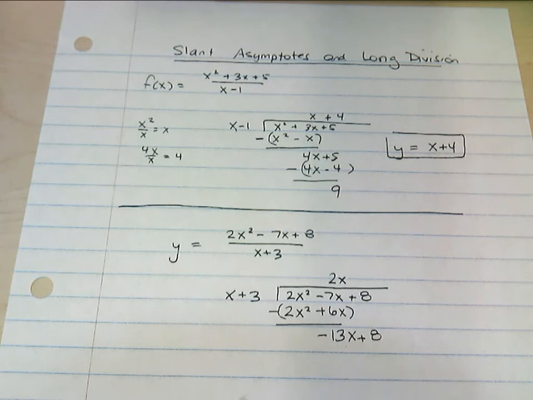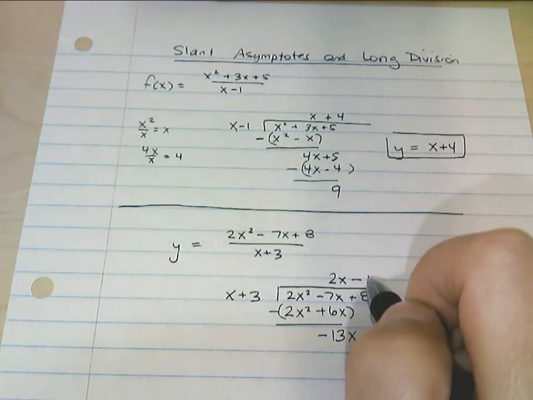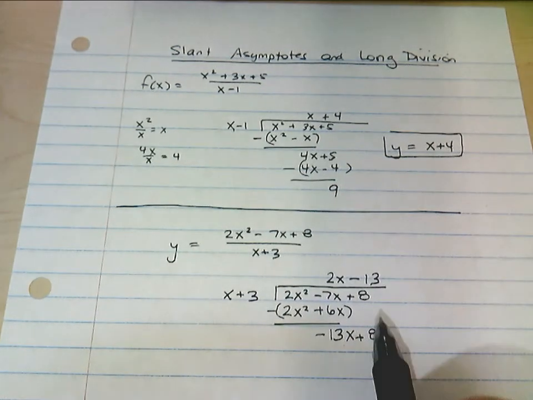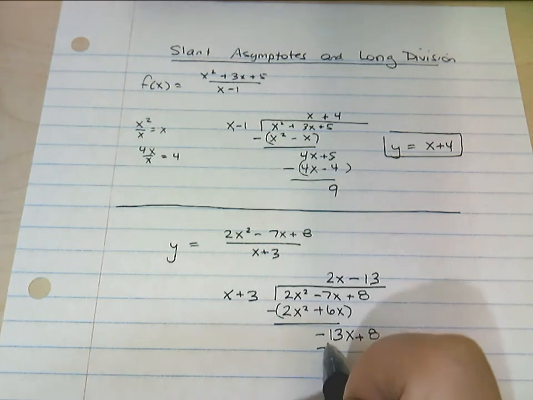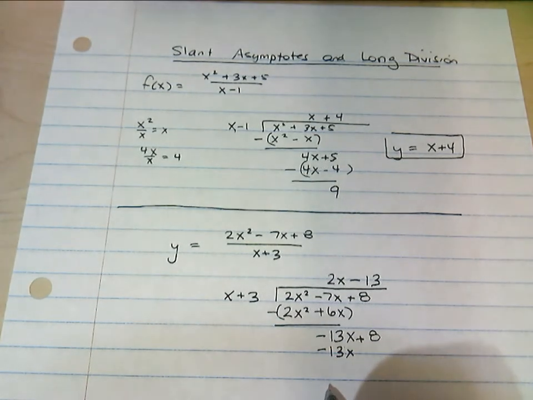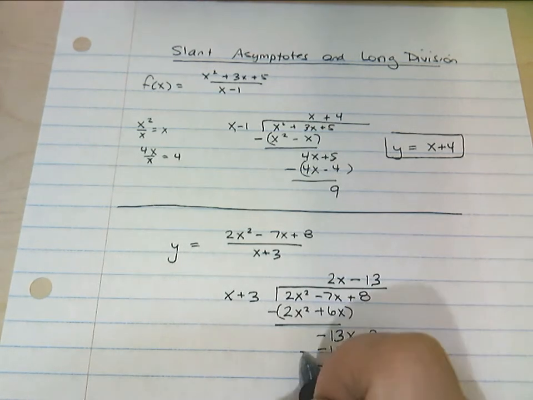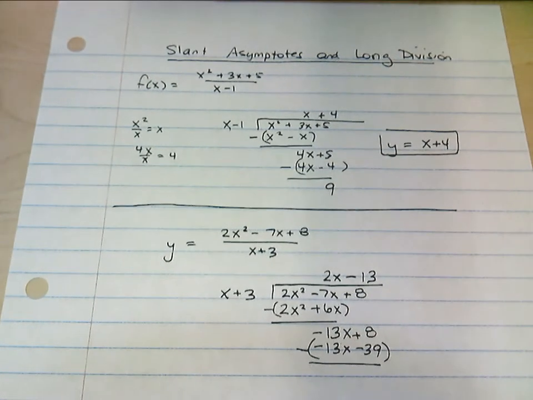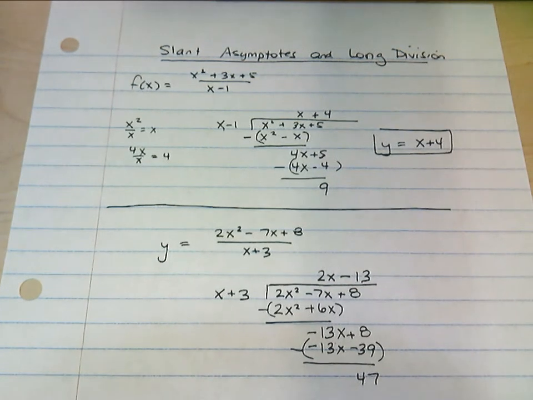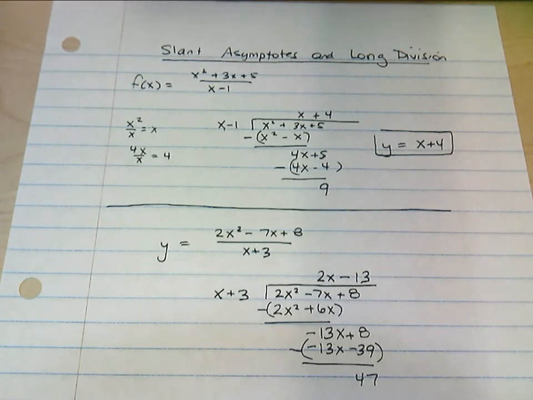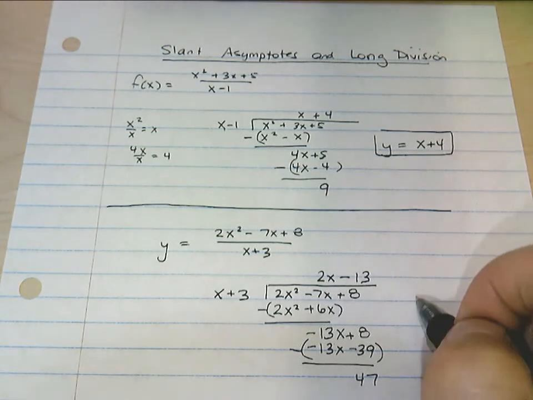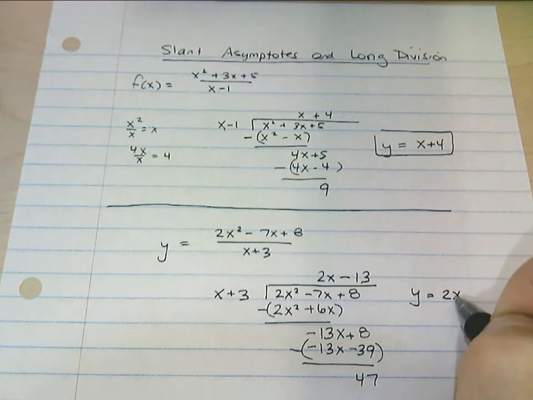So x divided into negative 13x will be negative 13. Negative 13 multiplied by x will be negative 13x, and negative 13 multiplied by 3 would be negative 39. Carefully subtract those two terms. Negative 13x minus negative 13x is 0. 8 minus a negative 39 becomes 47. I don't care in this instance about the remainder, but the slant asymptote becomes y equals 2x minus 13.